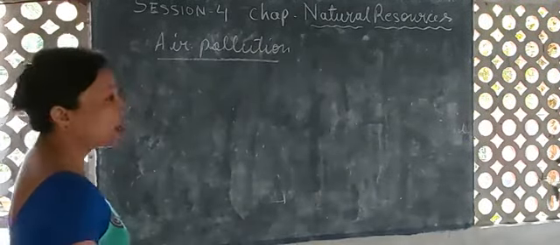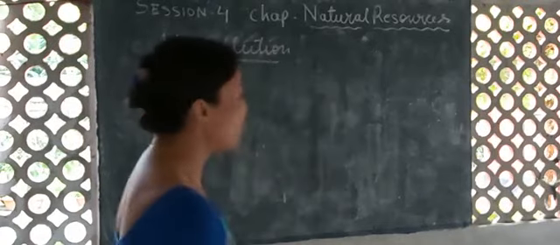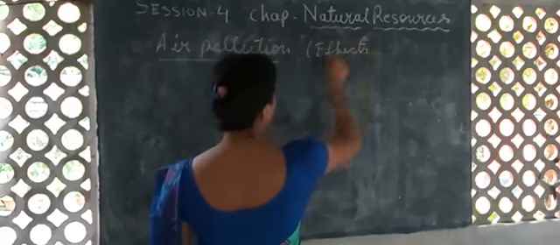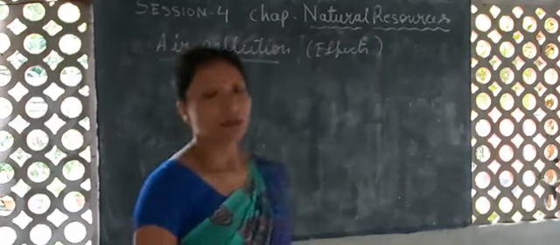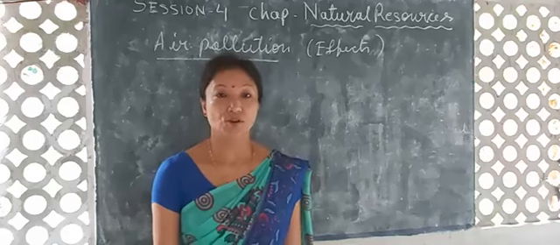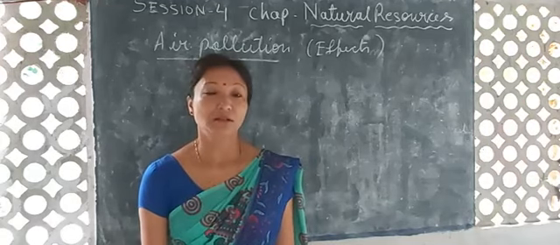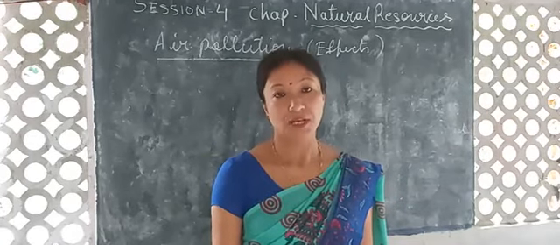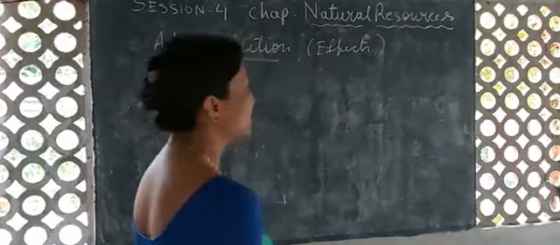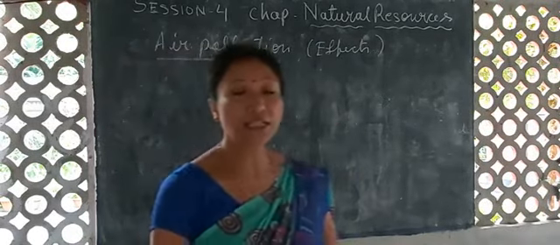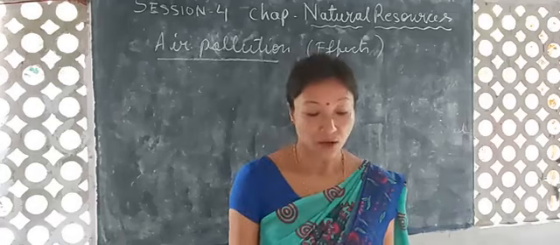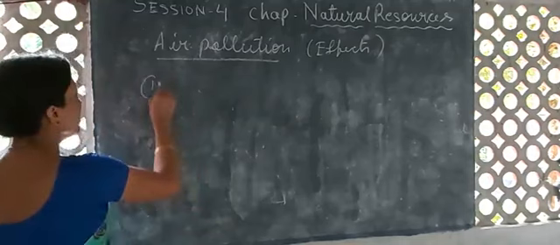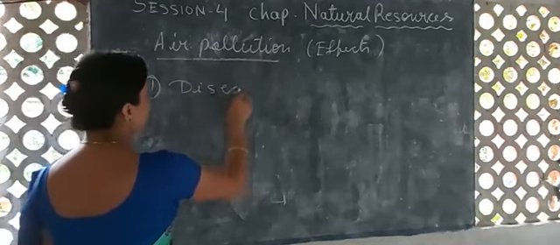Now let us talk about what are the effects of air pollution. So air pollution, as you all know, will lead to different types of diseases. Is it not? So some diseases, like asthma, all the diseases related with our respiratory tract, like asthma, bronchitis. So mainly air is responsible.